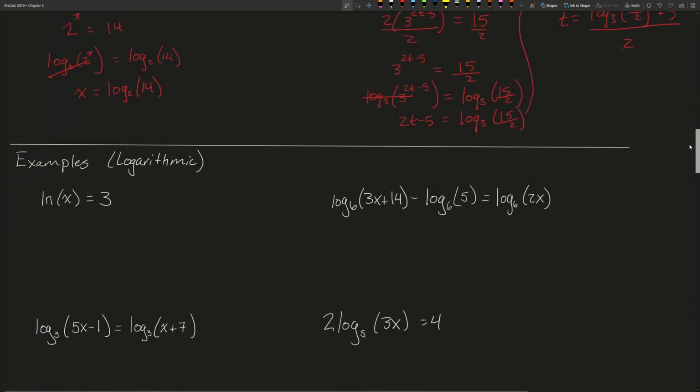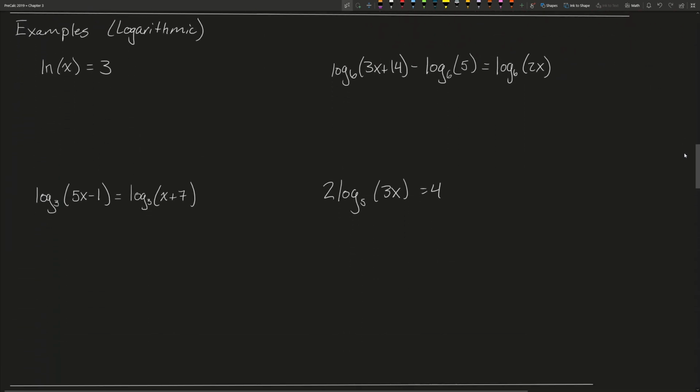A couple more examples that are more logarithmic. The first, the natural log of x is equal to 3. In order to cancel out this natural log of x, we need to take the natural log as an exponent of e. So what that looks like is e to the power of ln of x is equal to e to the power of 3. So this is the inverse property, it's just working the opposite way of what we were just doing.